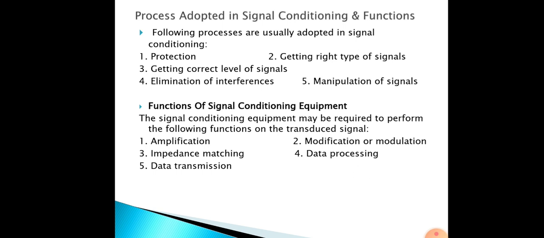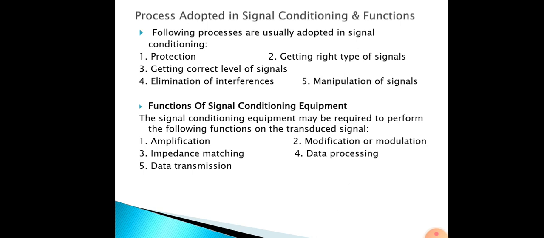The next one is the process adopted in signal conditioning, meaning how this signal conditioning is done. Here the first one is protection. That is, the range of the output signal from the transducer may be so high that it may damage the next unit or element, which needs to be protected. So this protection is required. For example, if high voltage or current signals are fed to the microprocessor, it will get damaged. To prevent the microprocessor from getting damaged, we use this protection.